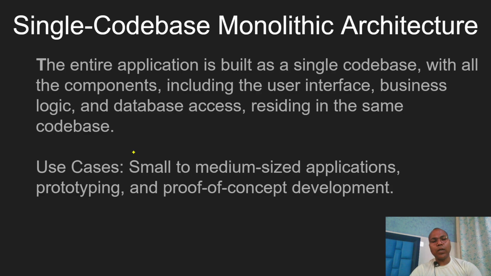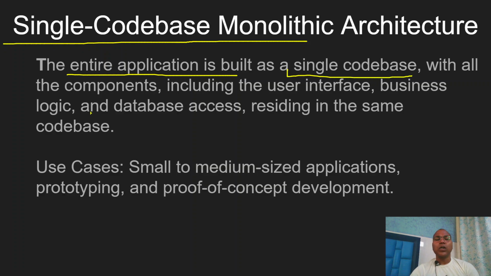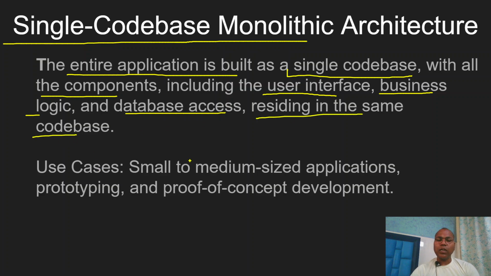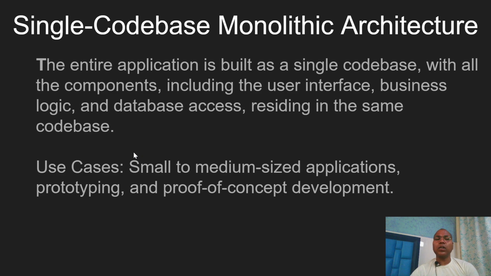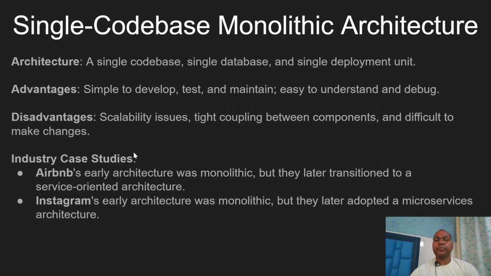If you talk about the single code base monolithic architecture, the entire application is built as a single code base where all the components, including user interface, business logic, and database access, reside in the same code base. This is generally used for small and medium sized applications, like prototyping or proof of concept, where the single code base monolithic architecture plays a very important role during POC and prototyping.